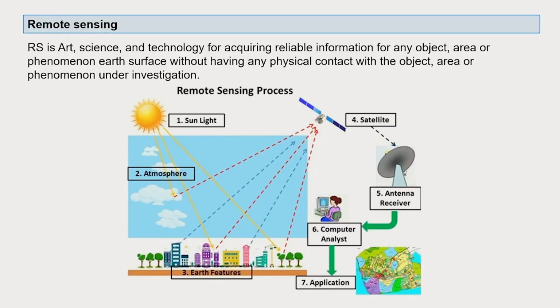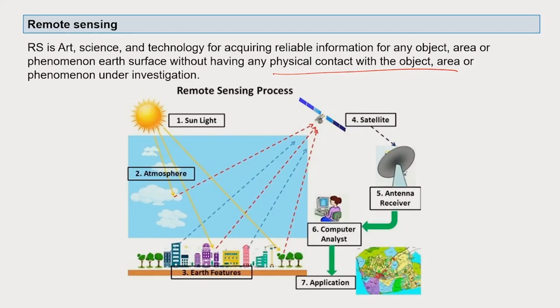Now all of you know that remote sensing is an art, a science and also a technology for collecting, accumulating, collating reliable information for any kind of object, an area or space, an incident. Suppose a fire has taken place, without having any physical contact with the object, that's the important thing, or the area or the phenomenon which is actually under our investigation. So from a distance you can remotely sense it, and that's why the name has come, remote sensing. You need not be there at the point of the event that has taken place.